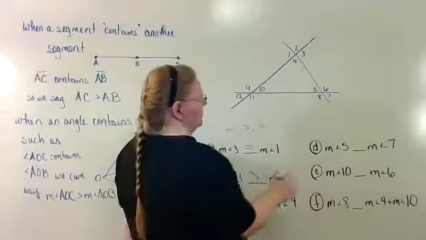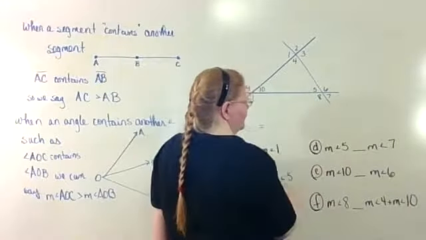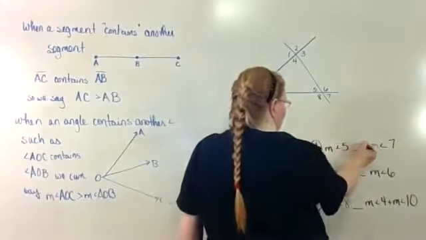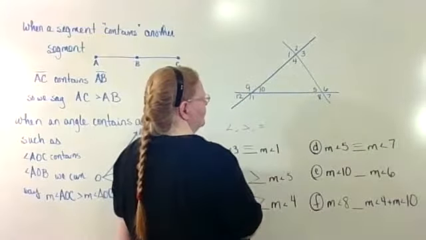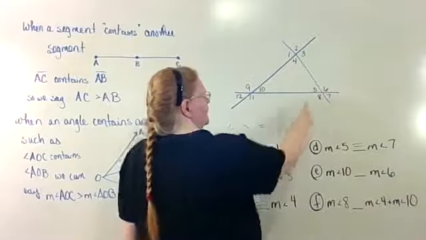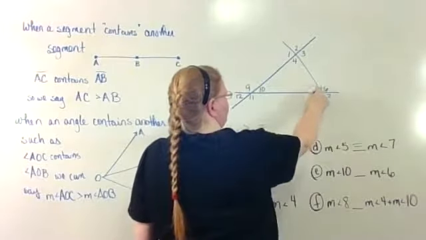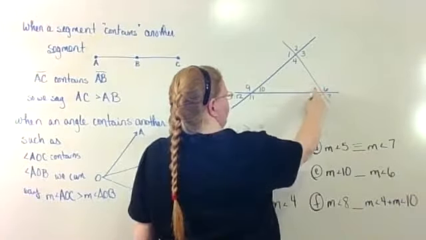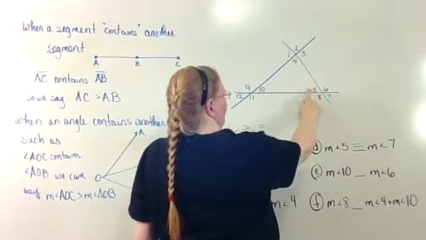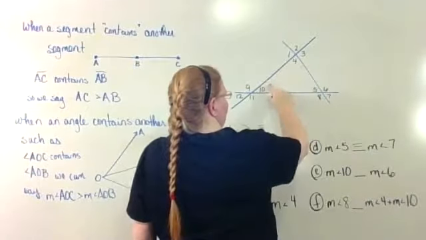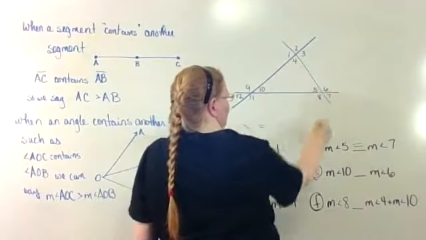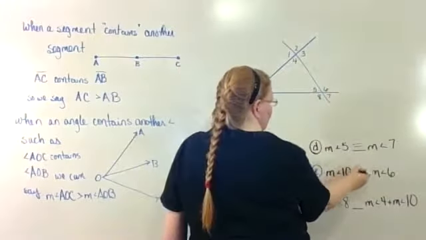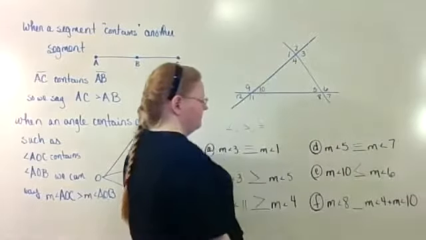5 and 7, greater than, less than, or equal to? Equal to 10 and 6. Once again, 6 is right here. It's the outside angle of this vertex angle, which makes those two the remote. So 4 and 10 must add up to equal 6. So 6 has to be bigger.